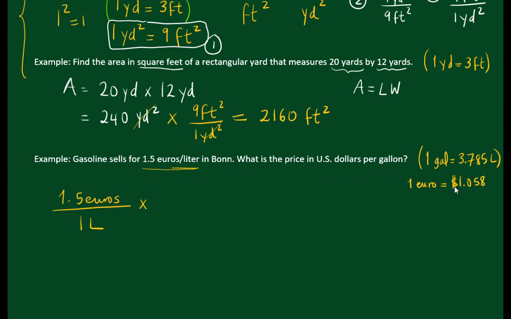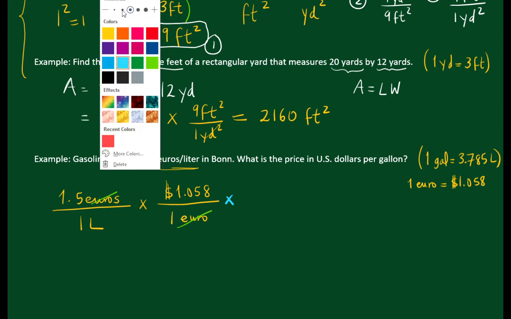So I'm going to put dollars at the top, 1.058, and divide it by 1 euro. I use this form by looking at the second equation. Now as you see, the euros will cancel. So now I get the unit price in terms of dollars per liter, but I want to cancel the liter as well to convert it to dollars. So I'm going to use this equation in here.